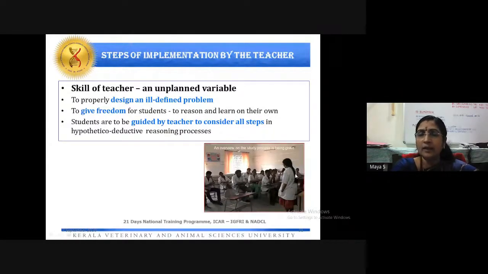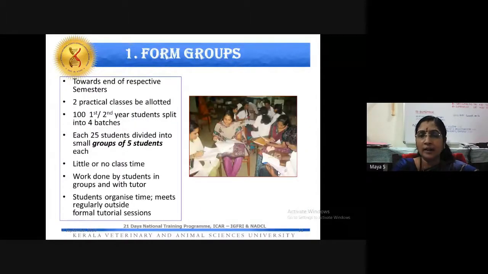Now, the teacher has to select the problem, and that problem has to be so ill-defined that the student will not get any idea as to what should be the learning objective at the beginning. So the role of the teacher starts with designing an ill-defined problem. The teacher has to make out numerous problems for the students. As I told you, it can be in the form of a chart or a video, whatever it is, or a phrase. It can be even a newspaper clipping.